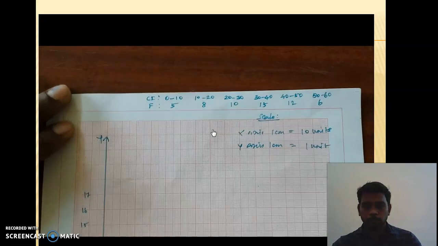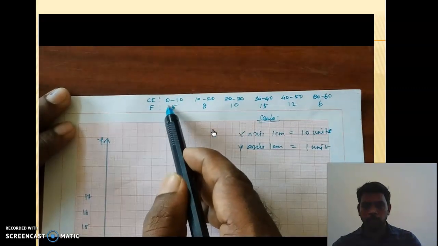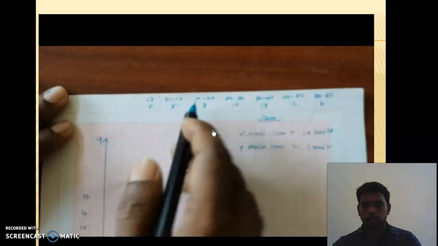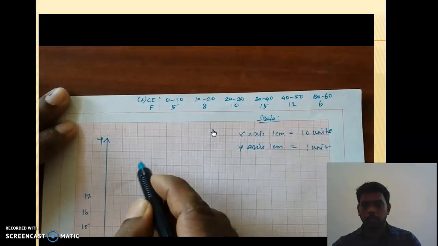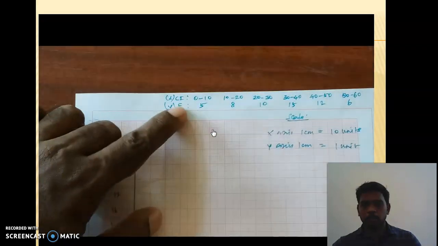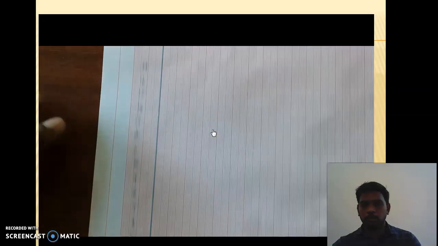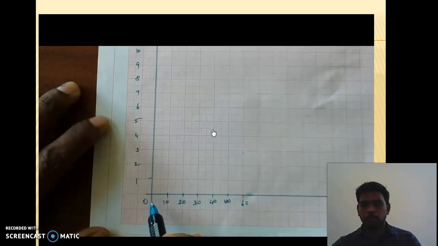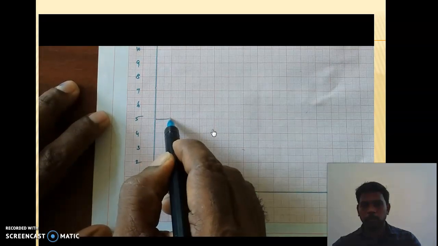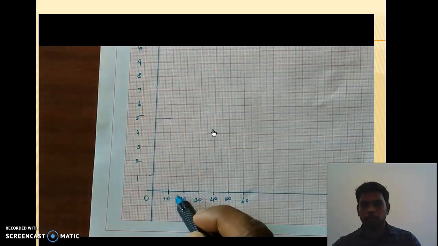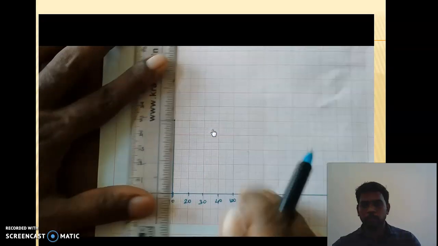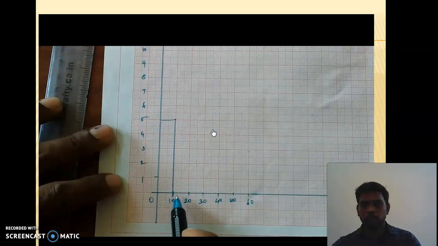Next, look at the data. From 0 to 10, 5 is there. So we can represent the class intervals on the x-axis and the frequencies on the y-axis. Here 0 to 10, so 5 is the respective frequency. Now we are going to draw a bar. Within the interval 0 to 10, the length of the bar is 10, that is 0 to 10.